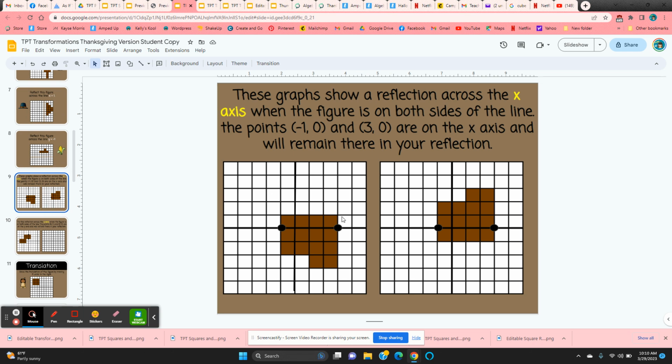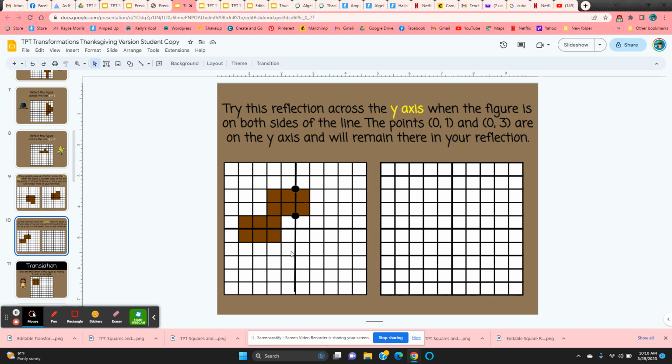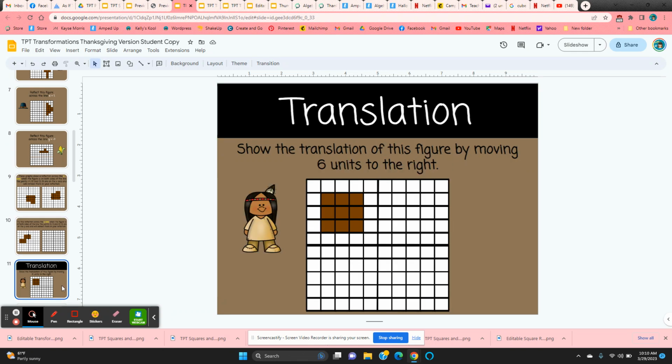Then they're shown how to reflect a figure when part of that figure is over the line. So these little points here are going to act like a hinge, and they're just going to flip this figure up so it looks like this. On the next slide, they're going to do that on this figure. Then we're going to move on to translation.